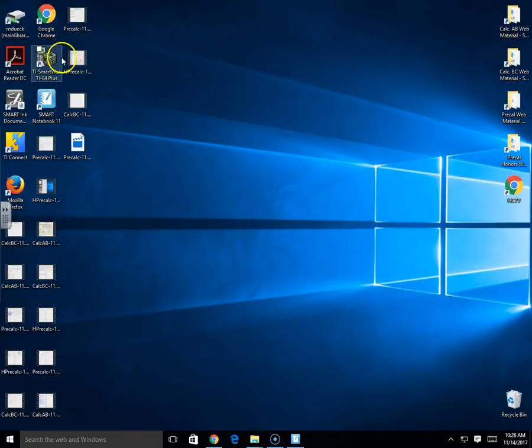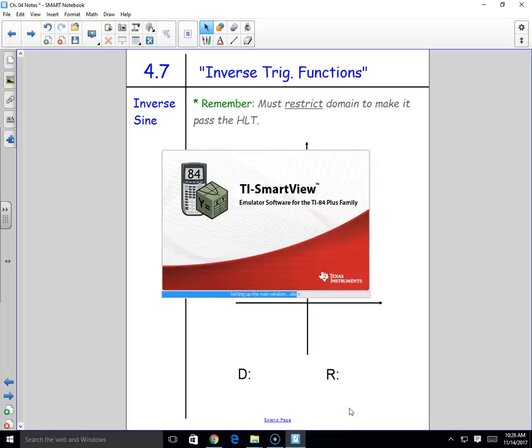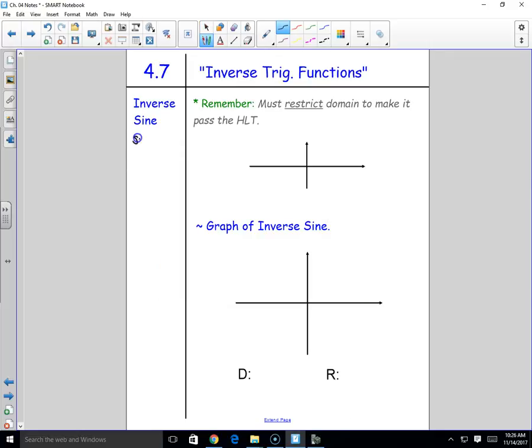Of course, I just closed my calculator. Don't know why. I can go ahead and write it here. And how do you guys put in sine of 30?